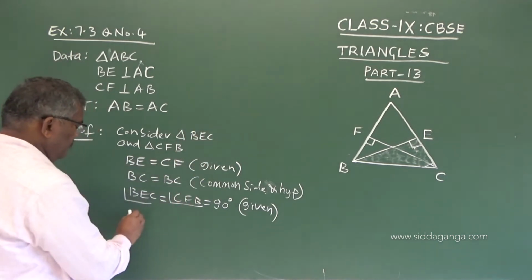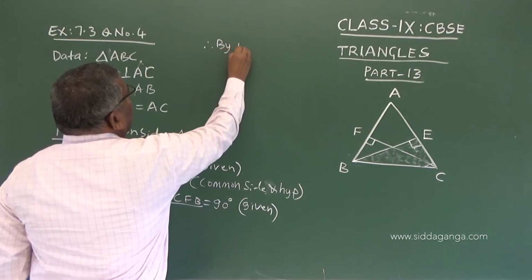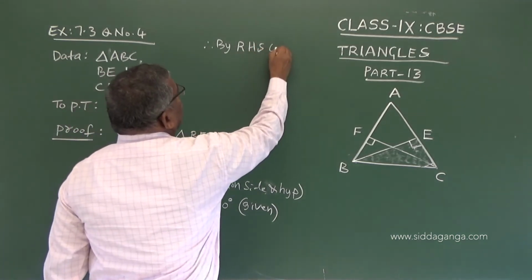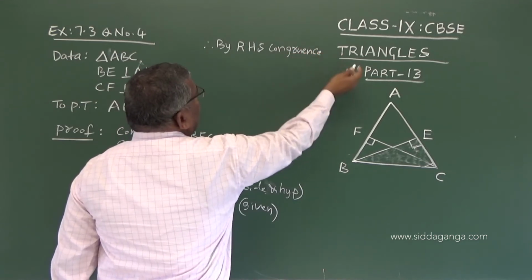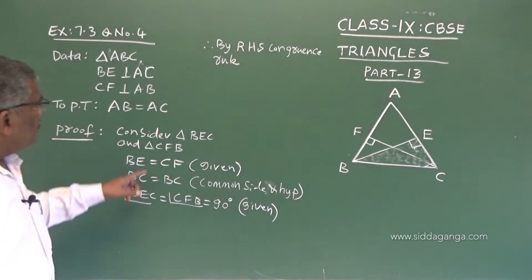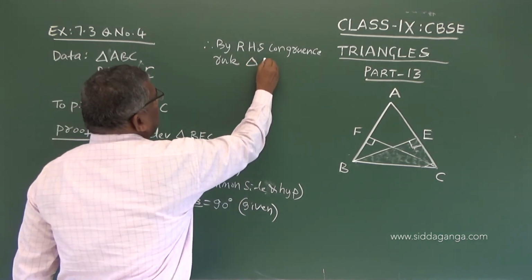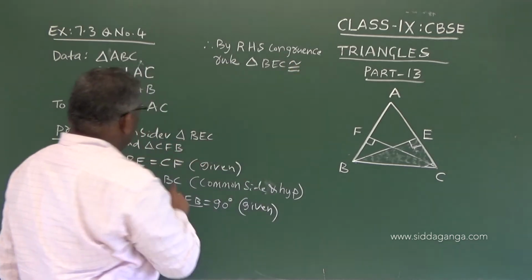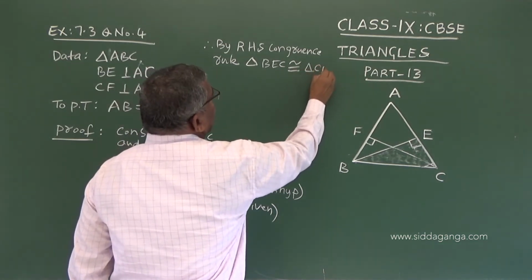So therefore we can say by RHS congruence rule, these two triangles, triangle BEC is congruent to triangle CFB.